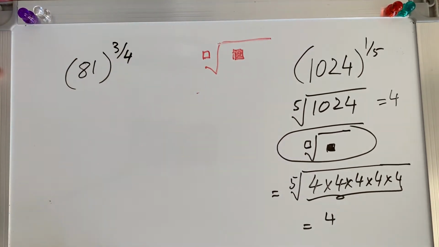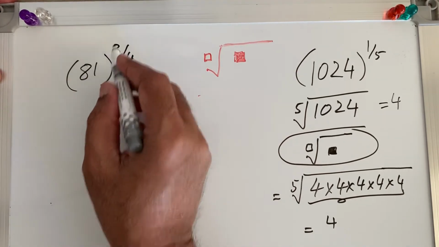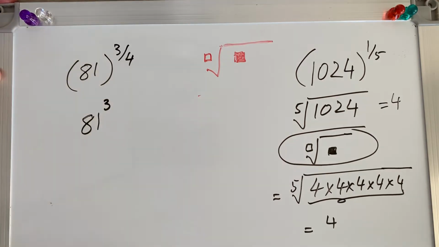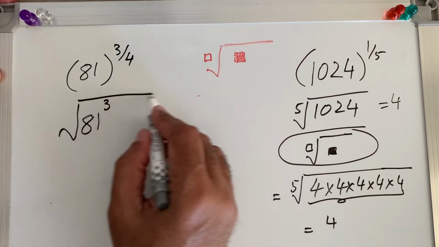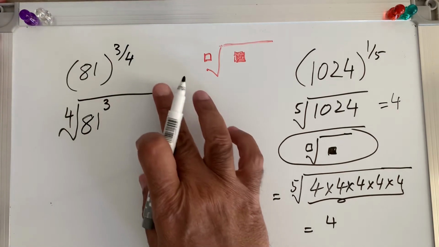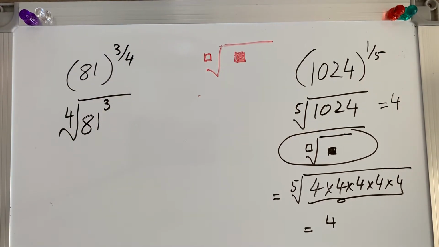So what does it mean? It means that this numerator 3 is the power of 81, right? But this 1 over 4 is your fourth power, 1 over 4, right? So you have to take the fourth root of 81 cube, right?